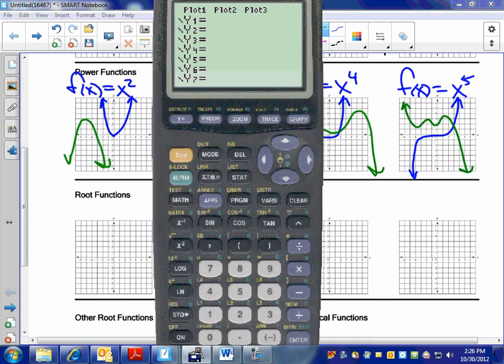Tangent line is going to be in the form of y equals mx plus b. You need to find your slope and then use your point on your line. You're graphing the derivative right now.